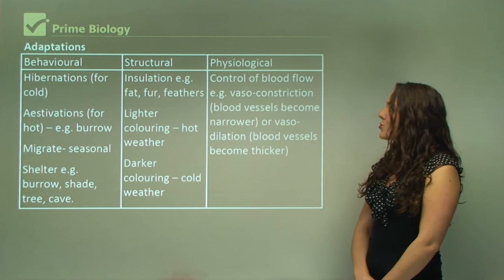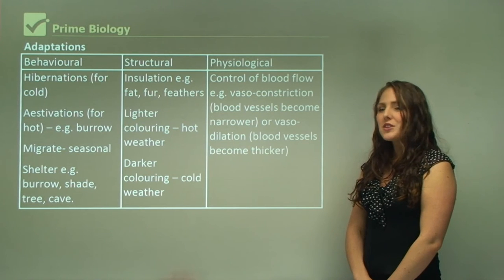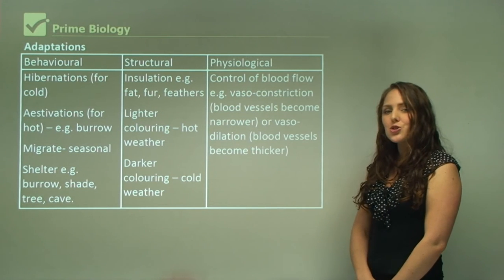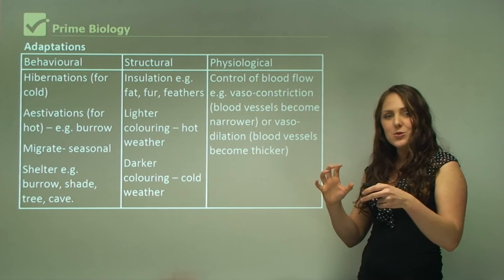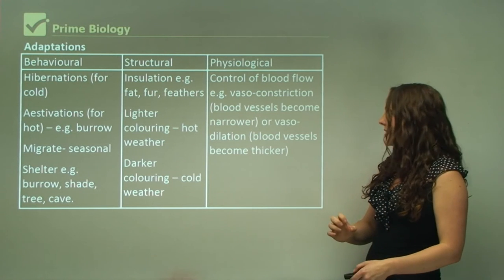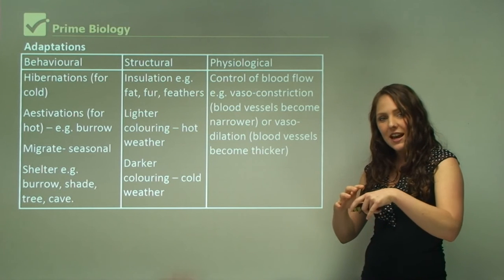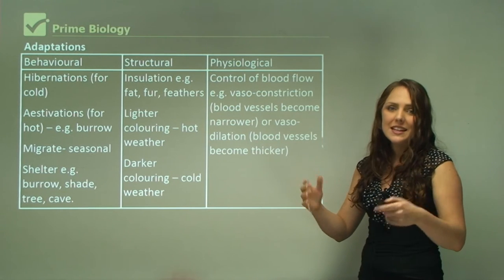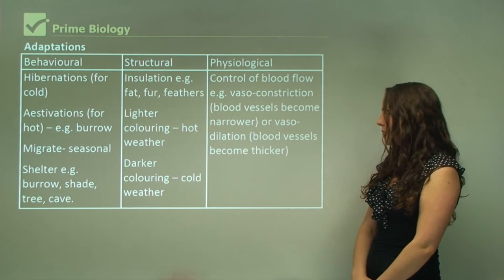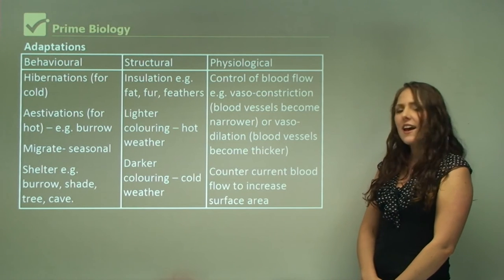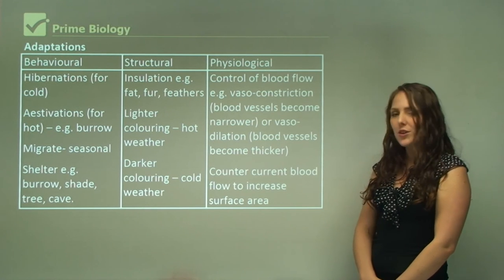Physiological. So we've got control of blood flow. For example, vasoconstriction, which is where your blood vessels constrict to conserve heat, or vasodilation, which is where your blood vessels actually dilate and can release heat from the surface of your skin. There's countercurrent blood flow to increase surface area.